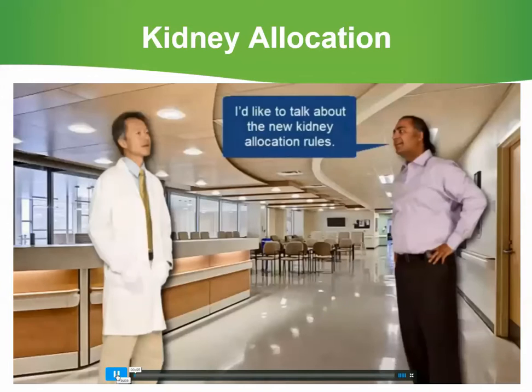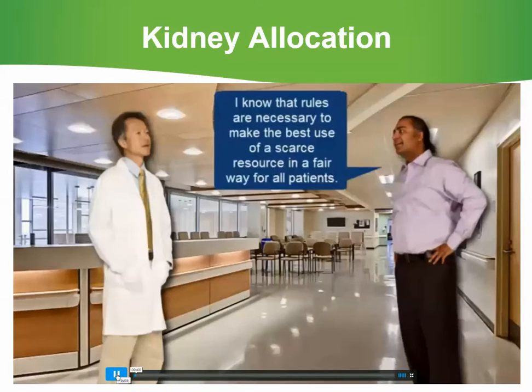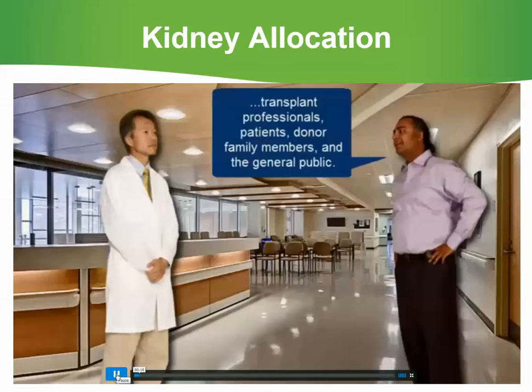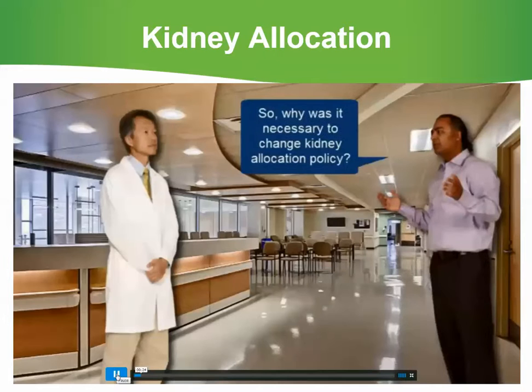I'd like to talk about the new kidney allocation rules. I know that the rules are necessary to make the best use of a scarce resource in a fair way for all patients, and that rules are developed with input from a lot of people such as transplant professionals, patients, donor family members, and the general public. So why was it necessary to change kidney allocation policy?